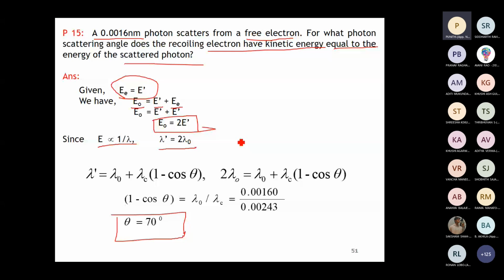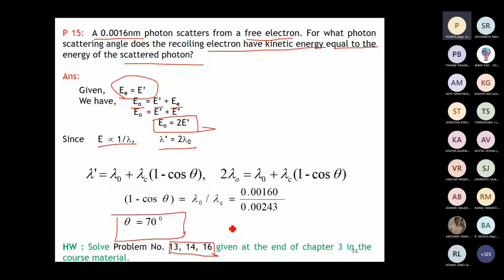Yes, sir. One thing given is that the energy of the scattered photon and the energy of the electron are the same. Another problem was that the scattered photon wavelength is not given. So you have to use the given data that the energies are the same, correlate it with respect to wavelength, and substitute to find the scattered photon wavelength.